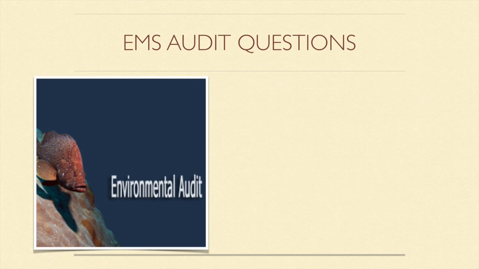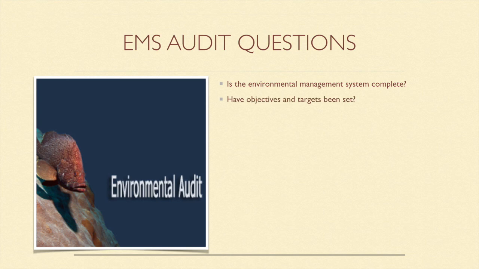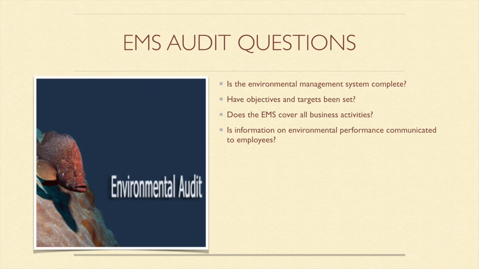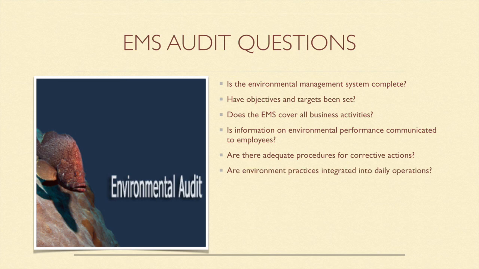Typical questions you'll want to ask in the EMS audit include, is the environmental management system complete? Have you included everything? Have the objectives and targets been set? Does the EMS cover all your business activities? Is information on environmental performance communicated to the employees? Are there adequate procedures for corrective actions in place? Are environment practices integrated into the daily operations? Is environmental performance being monitored and documented?